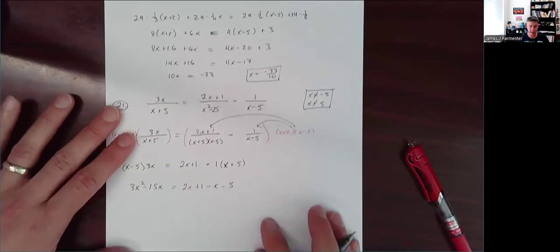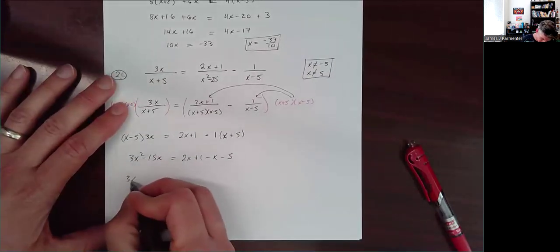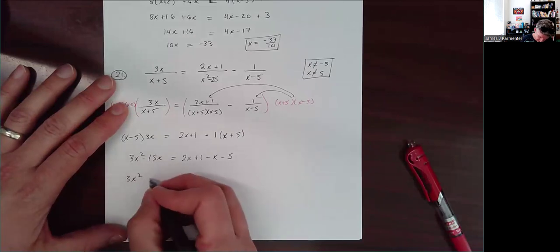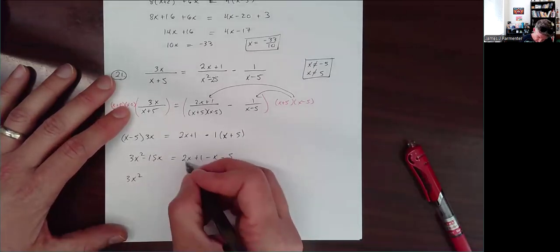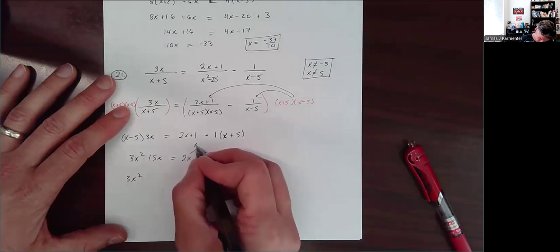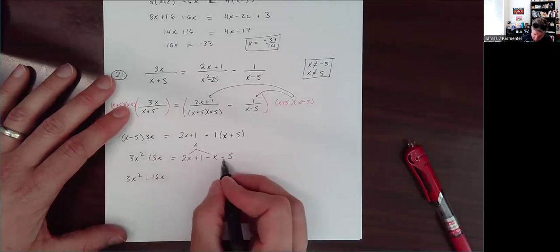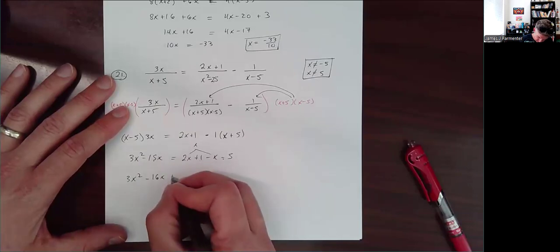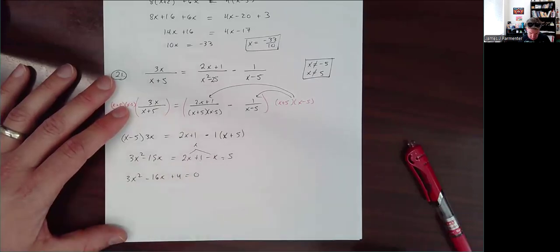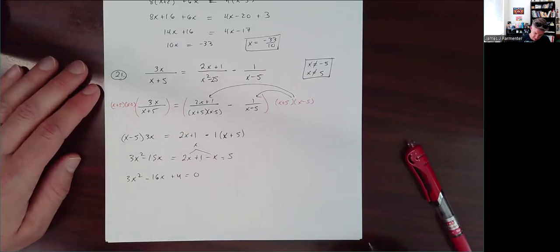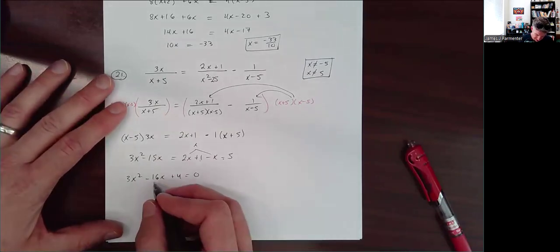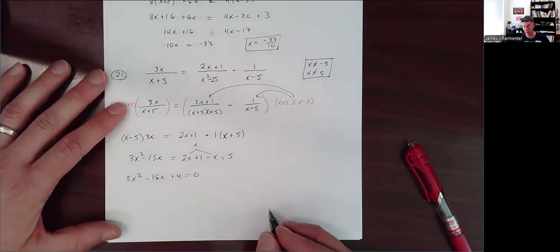Bring everything to the left-hand side. We've got 3x squared minus 15x. I should have combined like terms here. 2x minus x is just x, so subtracting an x, you get minus 16x. And 1 minus 5 is -4, and adding 4 to both sides. I feel like this one came out nicer before. I guess not. And so then, unfortunately, I'd probably have to use the quadratic formula here.